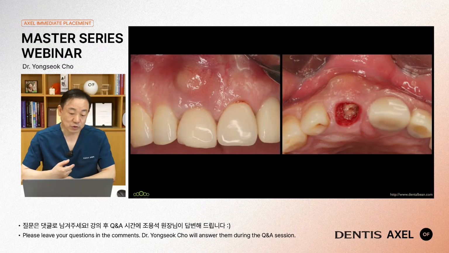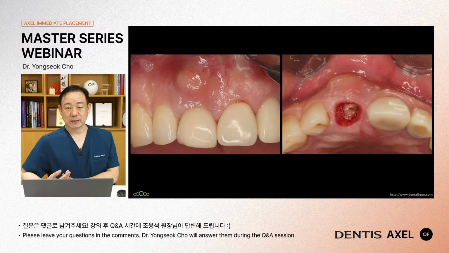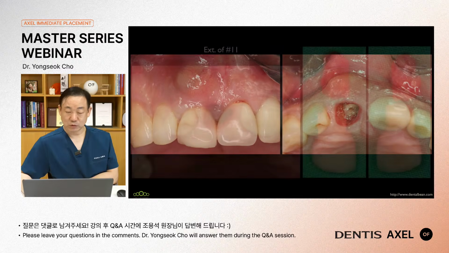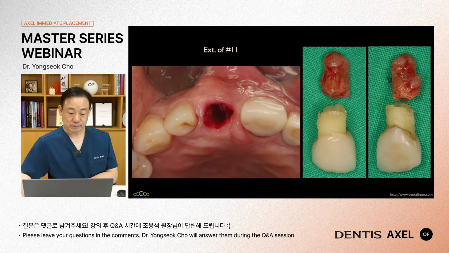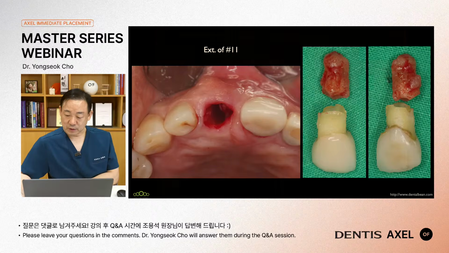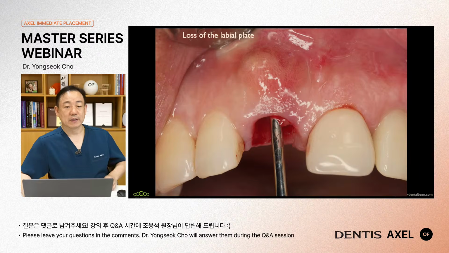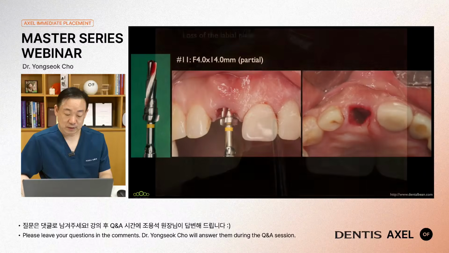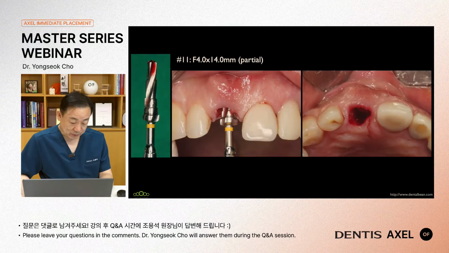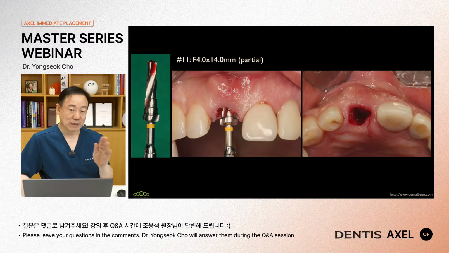Okay, because of a root fracture, it happened. Patient displayed root fracture. It was extracted. After extraction, I found loss of labial plate. Okay, this is a typical type 2 extraction socket. So I prepped the osteotomy in a routine way, carefully controlled direction, and the final drill was F4.0 by 40 millimeter, and I didn't prep the osteotomy completely.